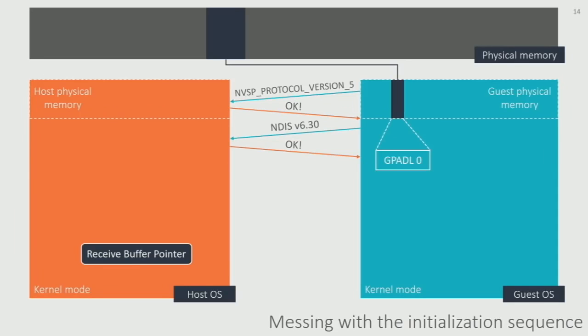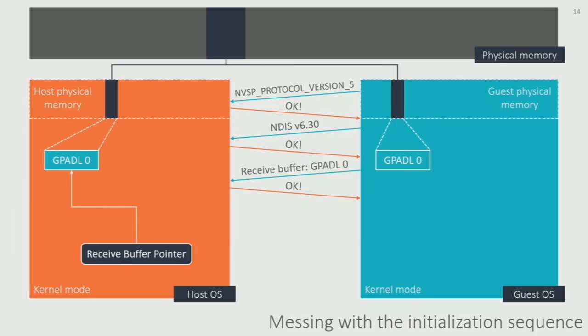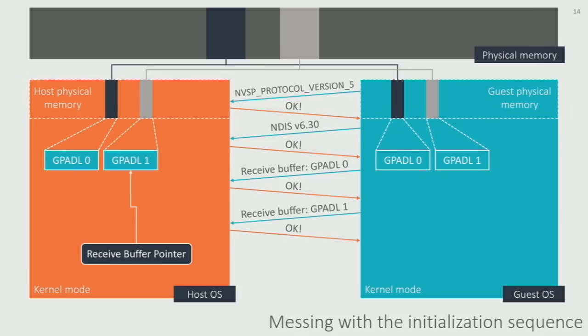So for example, here, we're going to have the guest define gpadl0, so shared memory between the guest and the host, and it's going to send it as the first receive buffer. And the host is going to map gpadl0 as its receive buffer, and you have a pointer that points to it. Totally cool. After that, it's going to do a second gpadl, and instead of sending it as a send buffer, it's going to send it as a receive buffer.